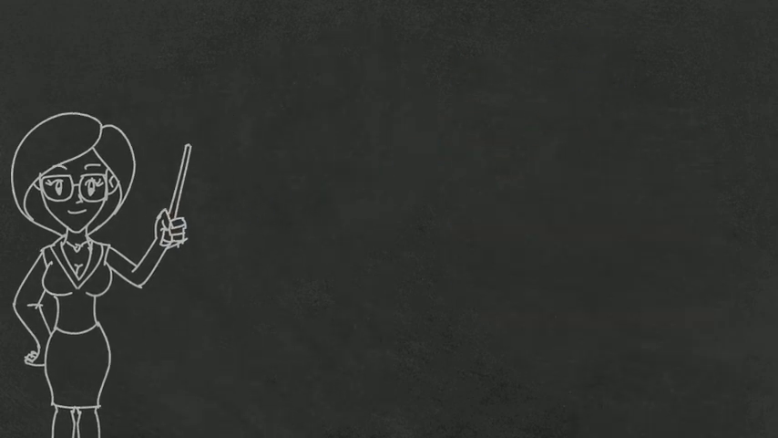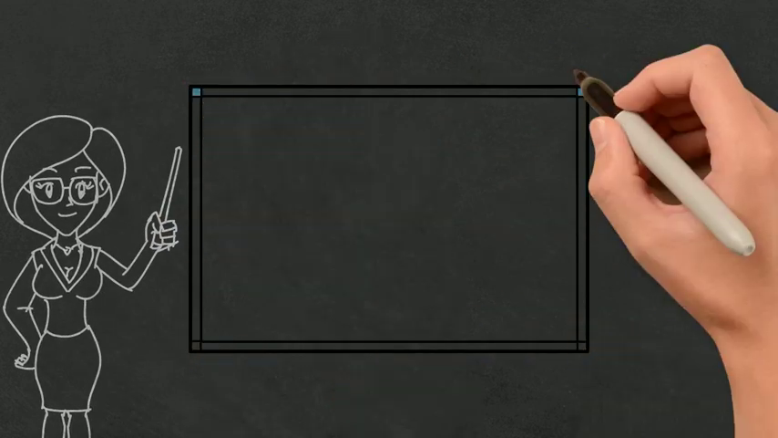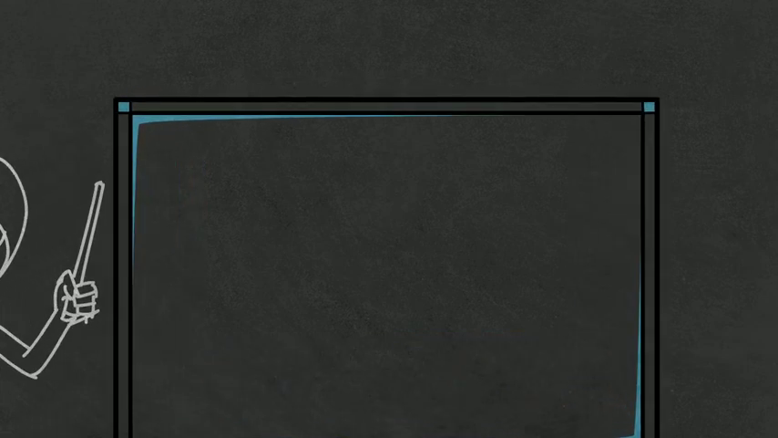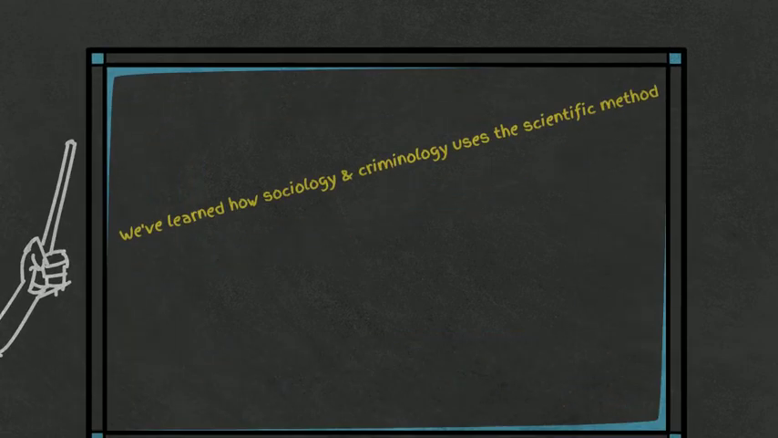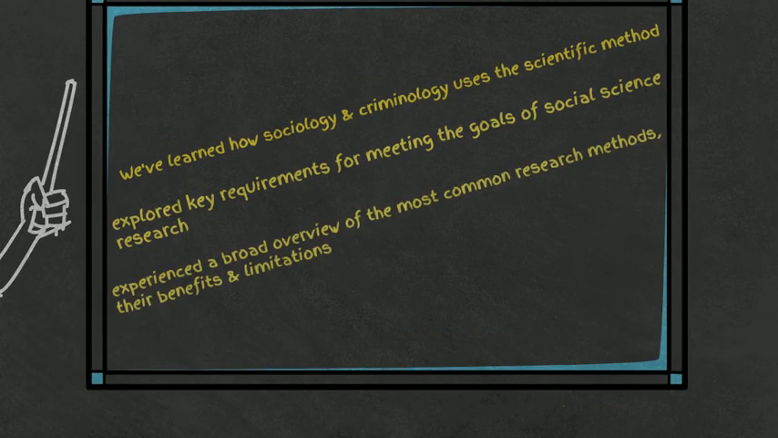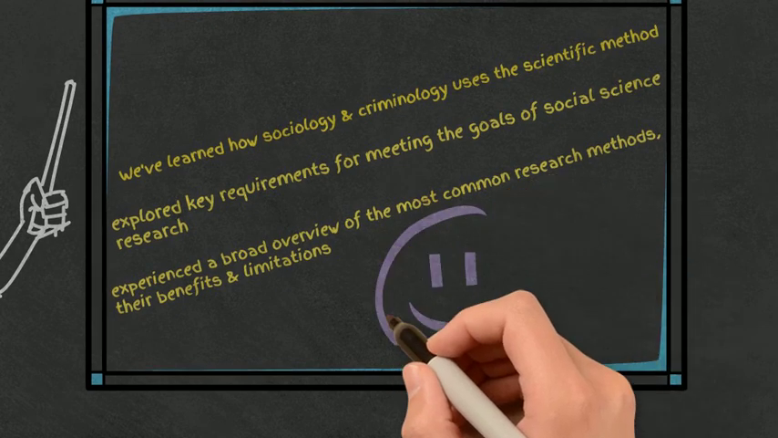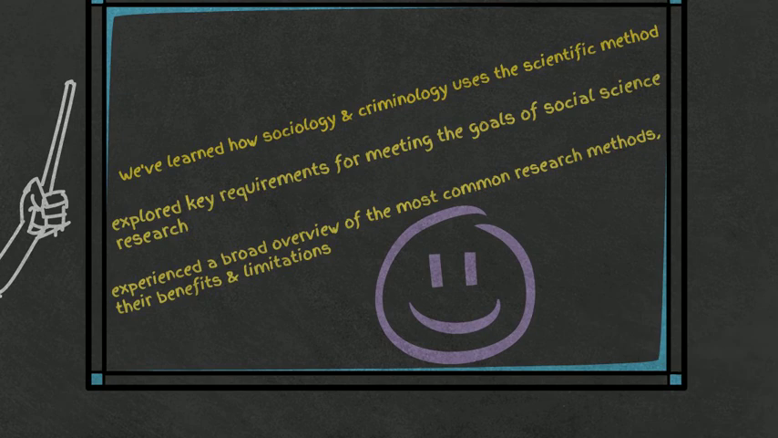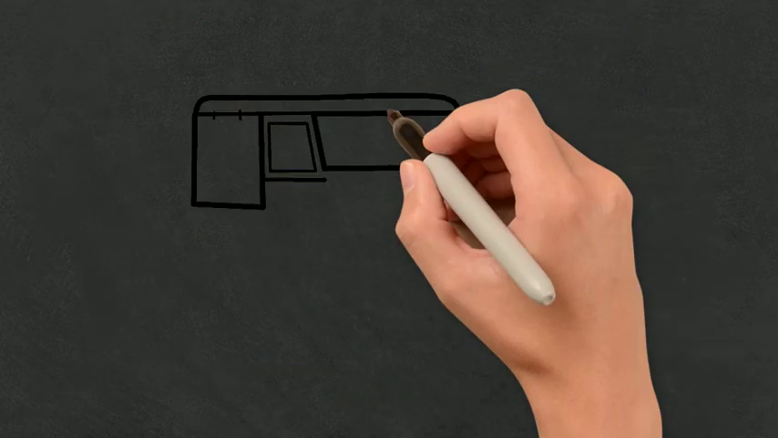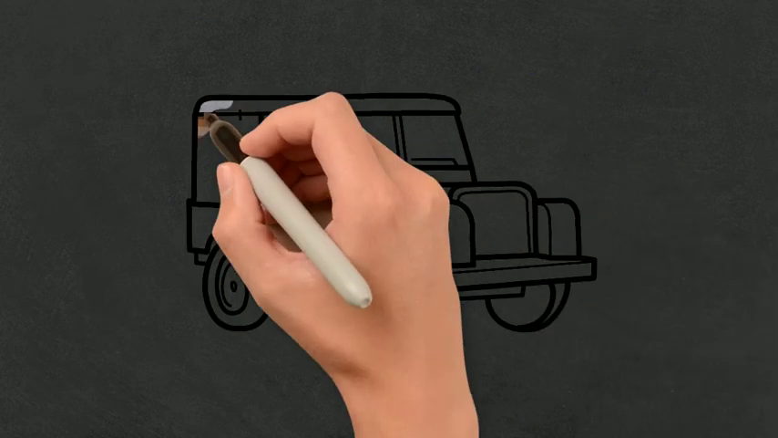In our Research Methods Basics Part 2 video, we learned how sociology and criminology use the scientific method. We've explored key requirements for meeting the goals of social science research, and we have experienced a broad overview of the most common research methods, the elements of research methods, their benefits and limitations. Let's take what we've learned on a quick test drive.